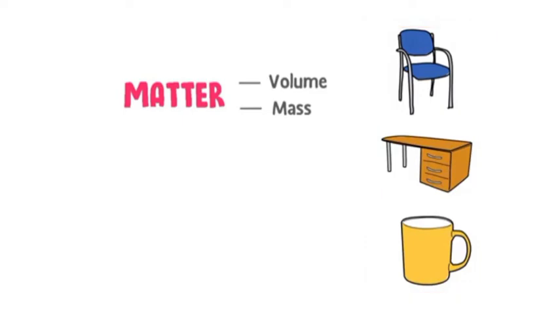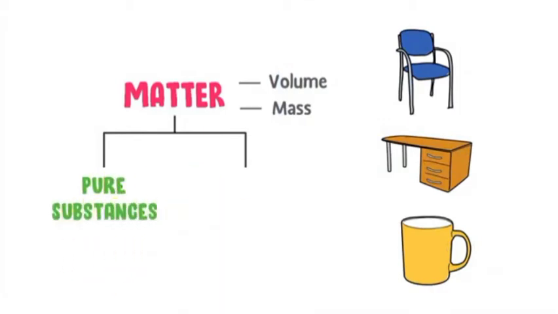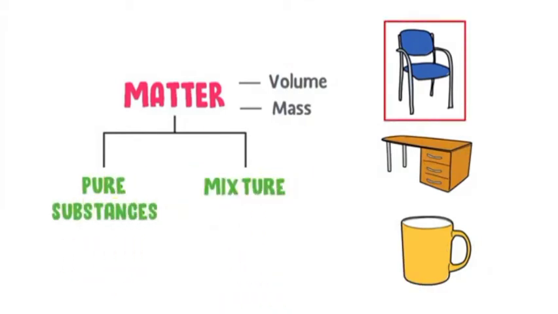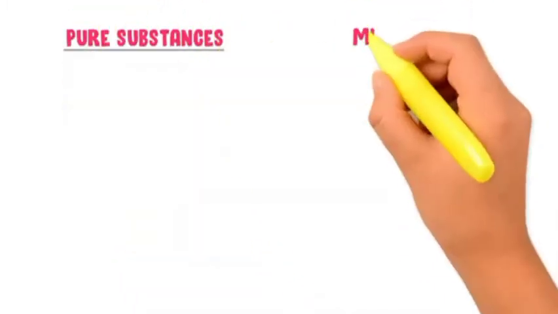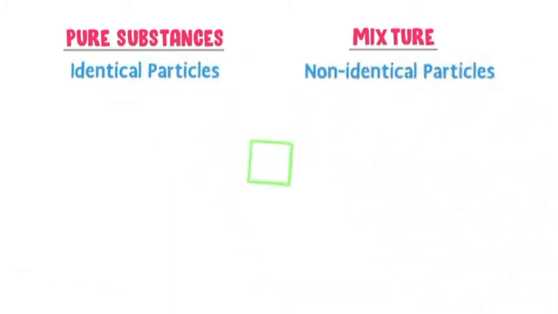Also remember that matter is divided into two groups: pure substances and mixtures. It means that a chair may be either a pure substance or a mixture. Similarly, a desk may be either a pure substance or a mixture. Now, what is a pure substance and a mixture? Well, a pure substance is composed of identical particles, while a mixture is composed of non-identical particles.